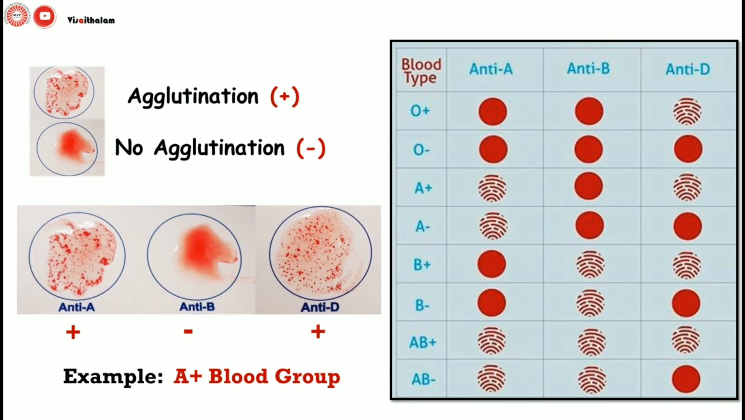If agglutination is not formed, then that particular antigen is absent in the blood. Now let's take an example for identifying the A positive blood group. As said earlier, 3 drops of the blood will be placed in the slot, and 3 antibodies, antibody A, B and D, will be mixed with the blood and rubbed for some time, right? Now, A positive blood group has an antigen A, right?